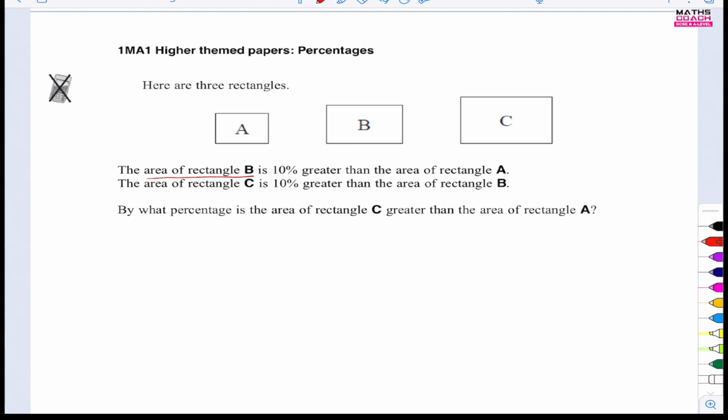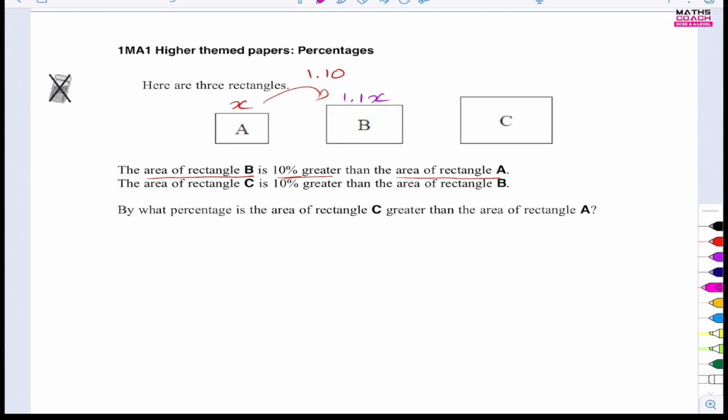Okay? So let's begin with the first sentence. The area of rectangle B is 10% greater than the area of rectangle A. Since we don't know what rectangle A's area is, let's just put it down as an x. So if this increases by 10%, a 10% increase is a multiplier of 1.10 or 1.1. So the area of rectangle B would be x times 1.10, or 1.1x. This expression right there indicates the area of rectangle B.